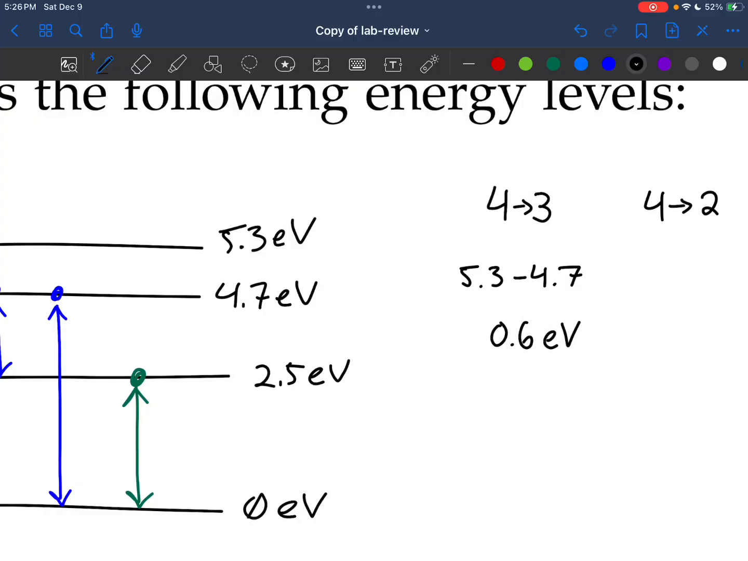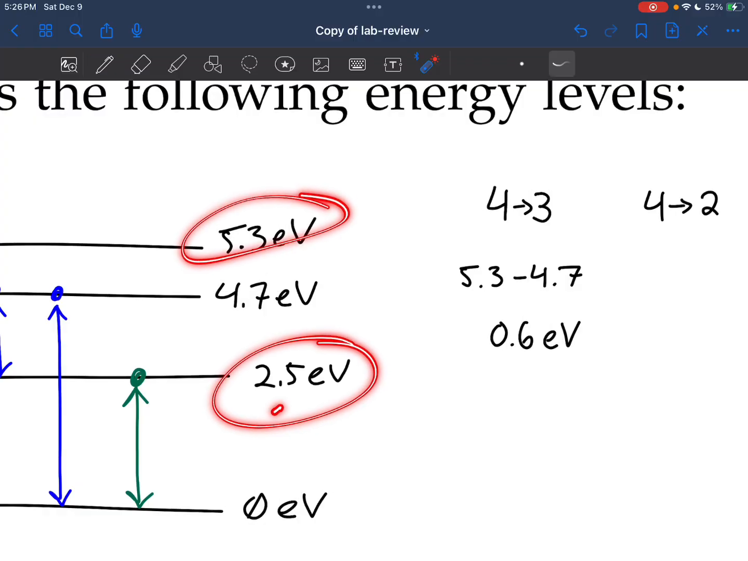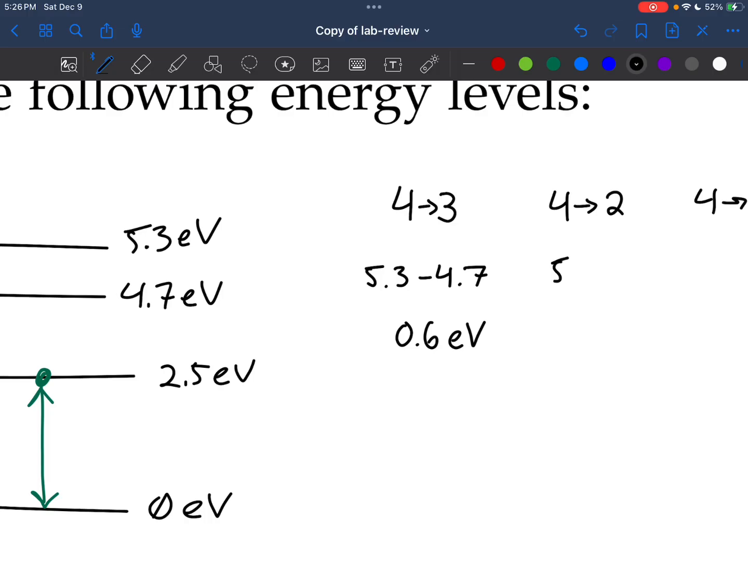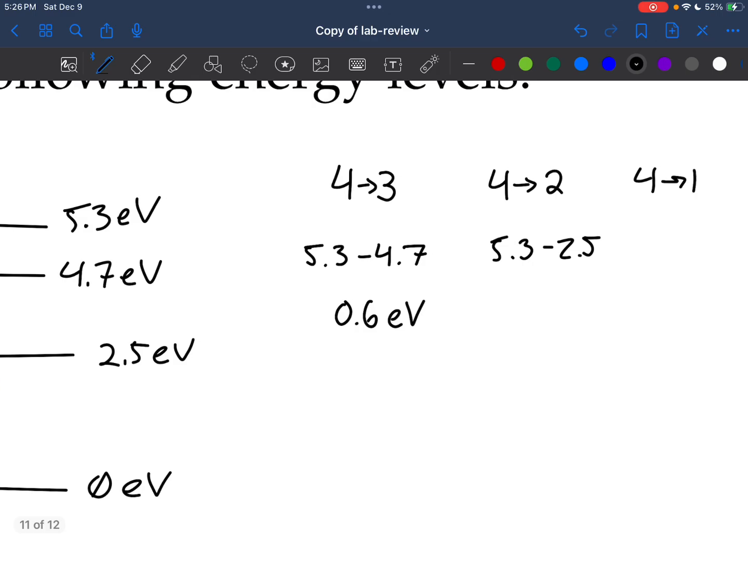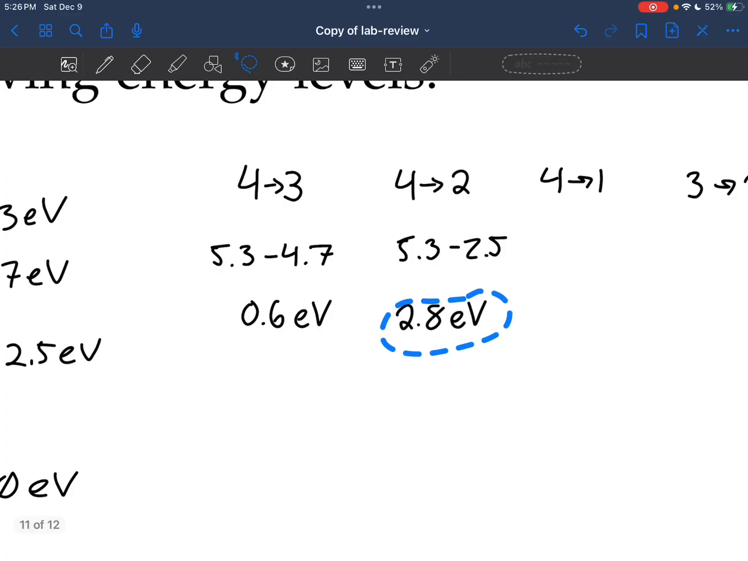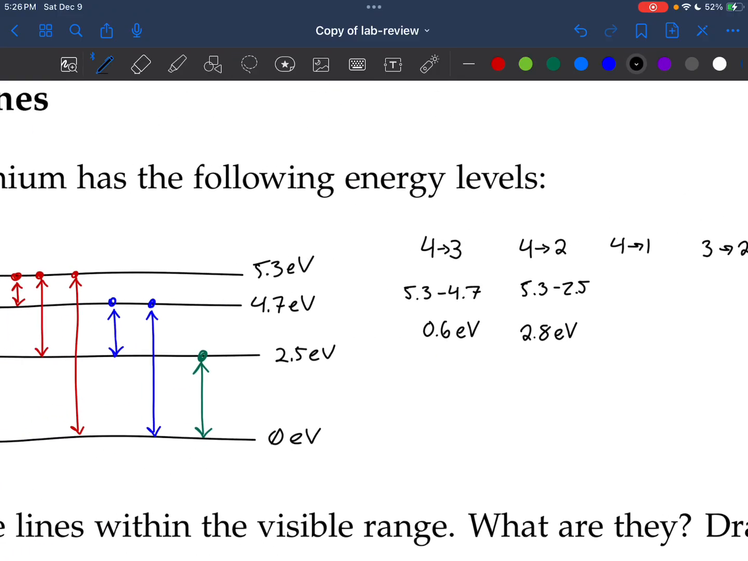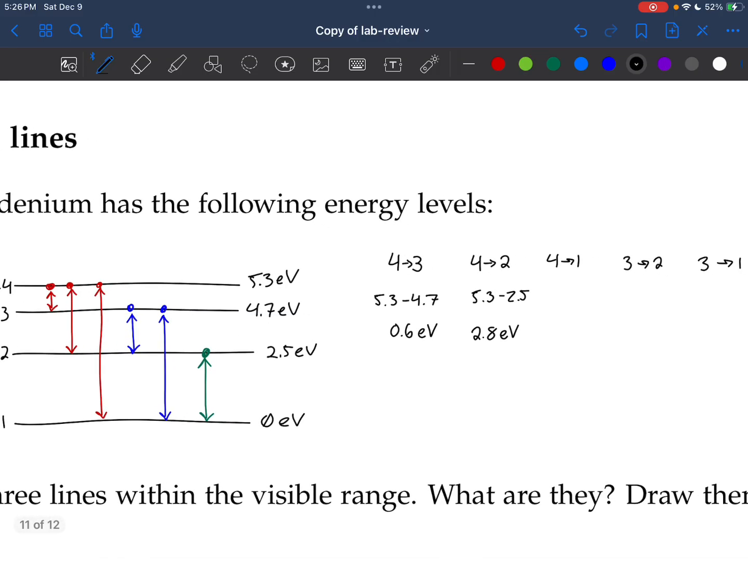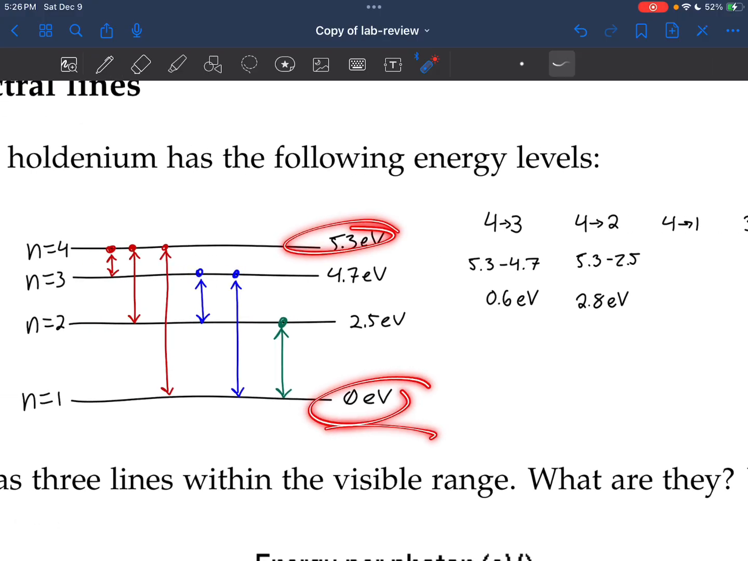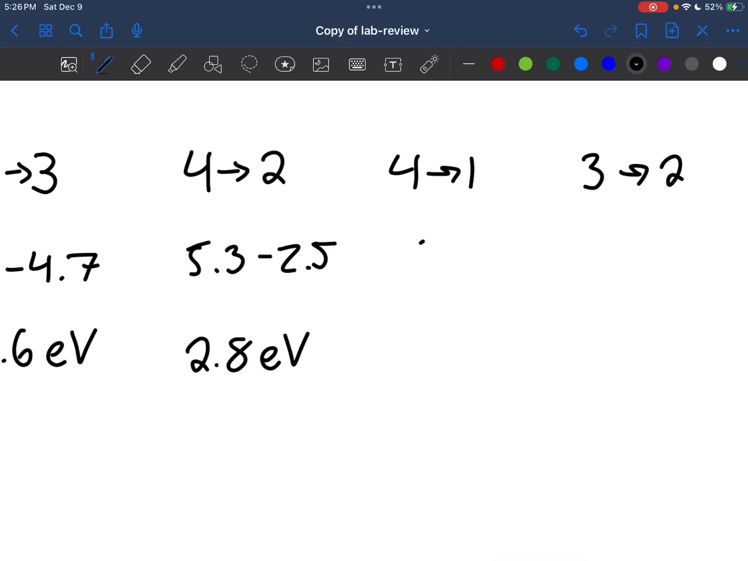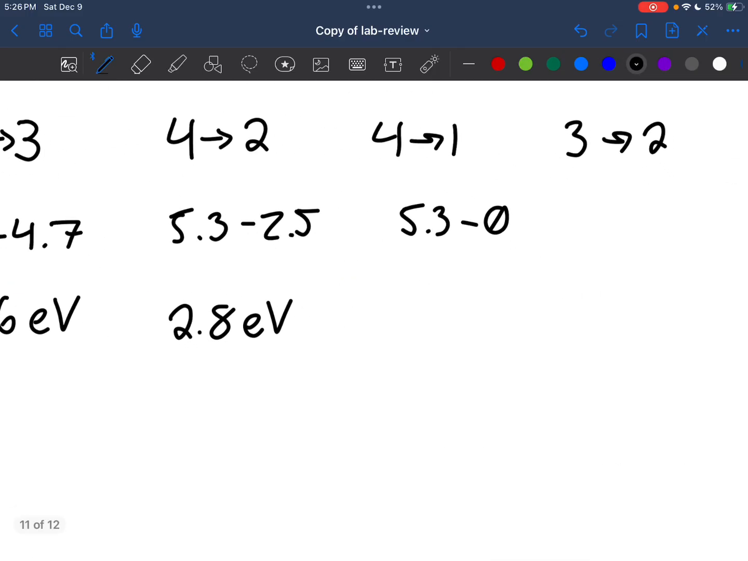Okay. Then going from 4 down to 2, that'll be 5.3 minus 2.5. That'll be 2.8 eV. Again, I'm trying to do all the math in my head. Sorry if I get anything wrong. I don't think I did thus far, but I'll check my work as I go. And then going from 4 all the way down to 1, well, that'll be 5.3 minus 0. So that'll be 5.3 eV. Transition there.